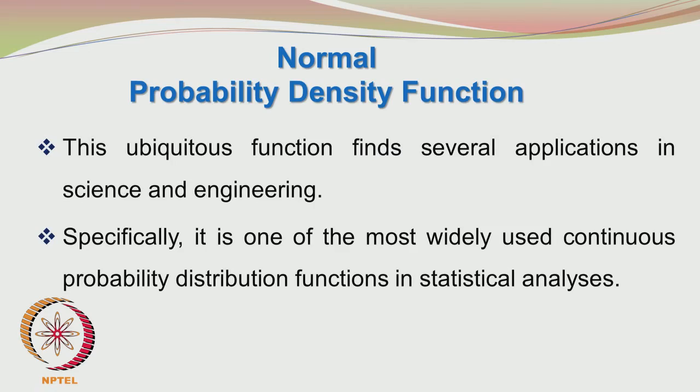It is also going to be useful for our design of experiments and analysis of data, because many of the samples have properties like mean and variance and so on. If you look at the mean values of different samples, sometimes they follow the normal probability distribution. Some of the other standard distributions like the T distribution also tend to normal distribution under certain conditions. This probability density function finds several applications in science and engineering. It is one of the most widely used continuous probability distribution functions in statistical analysis.